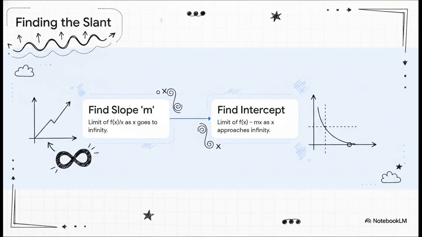So the crucial point is knowing how to actually find m and n when you're staring at a blank test paper, sweating the clock. You absolutely need to memorize this exact two-step formula. Step 1. Find your slope m by taking the limit of your function divided by x, as x approaches infinity. Step 2. Find your y-intercept n by taking the limit of your function minus mx.